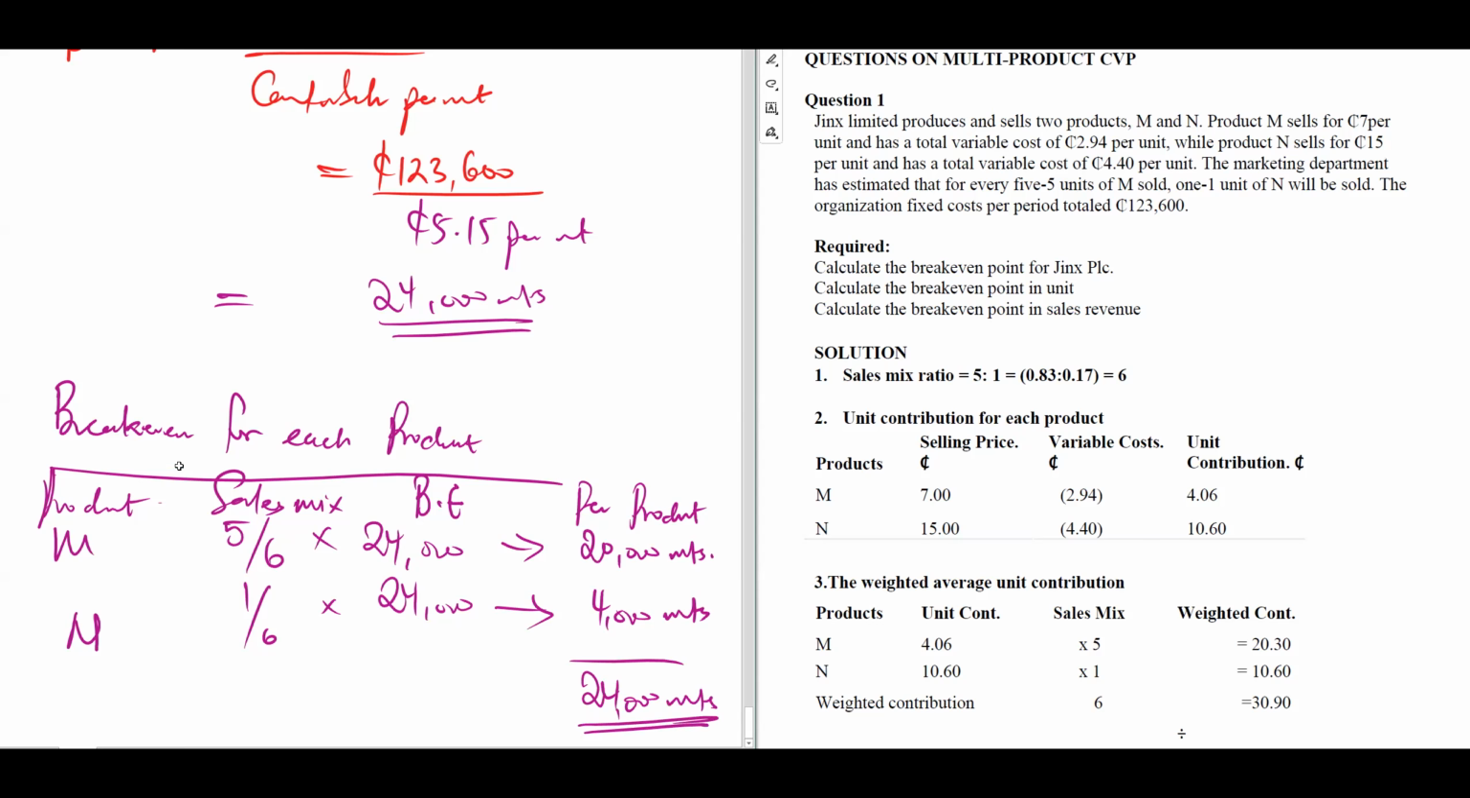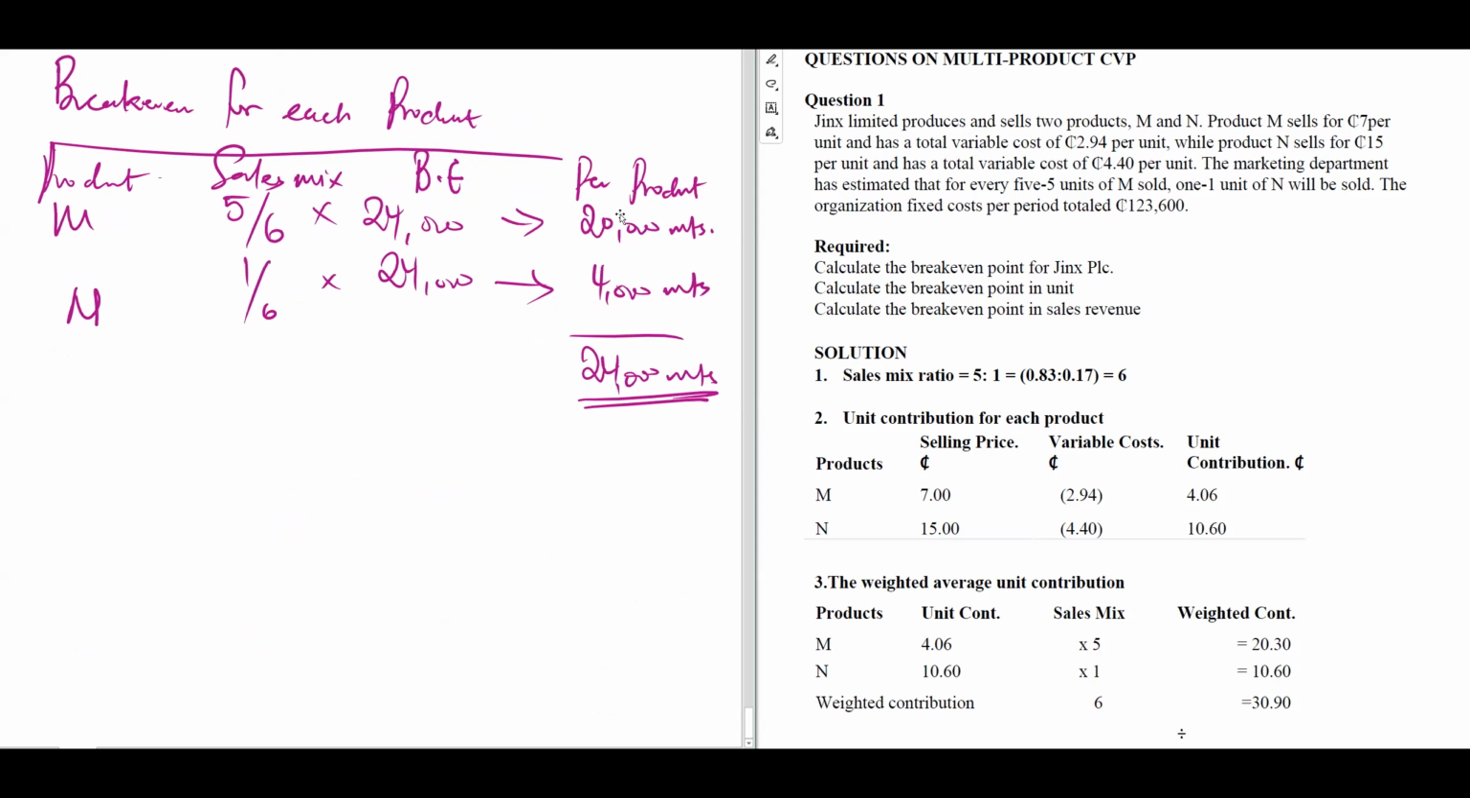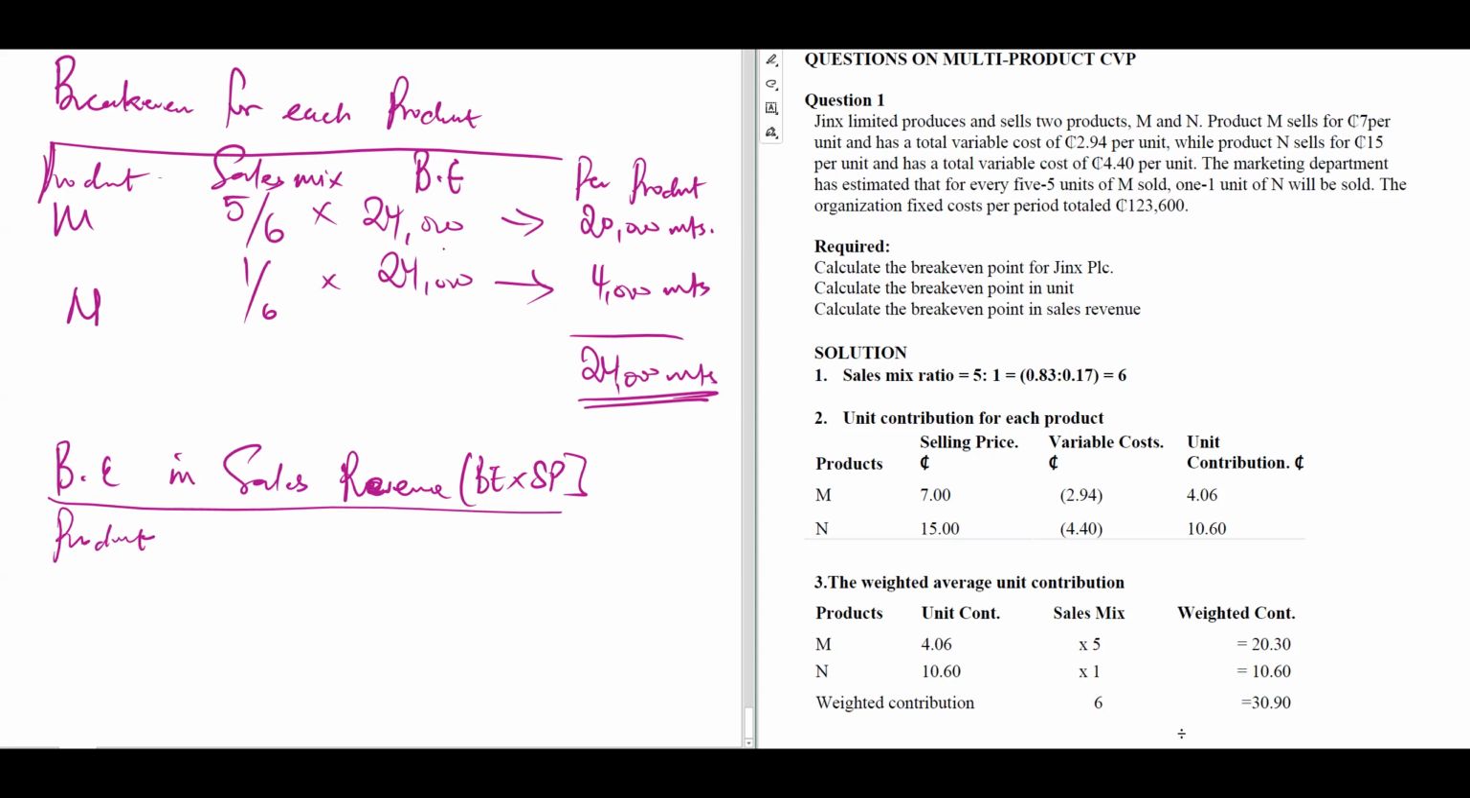Does that make sense? So you see, everything is about the sales mix. We just use the sales mix to split it. What if I want break even in sales revenue? What do we do? Because we already know the break even units, right? We can just multiply our break even units by the selling price for each product. Do you get the idea? So it's straightforward instead of using the CS ratio, which can become long. I just take the break-even units and multiply by the selling price. Then I get the total sales, or the total revenue at break-even. Is it understood?